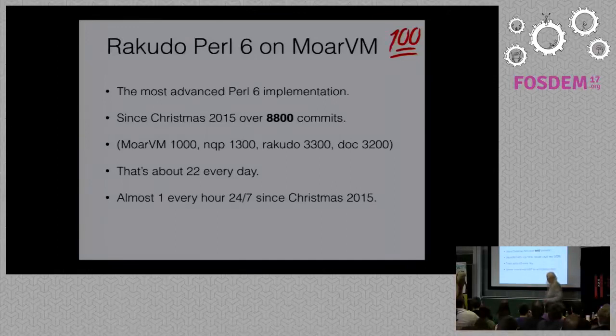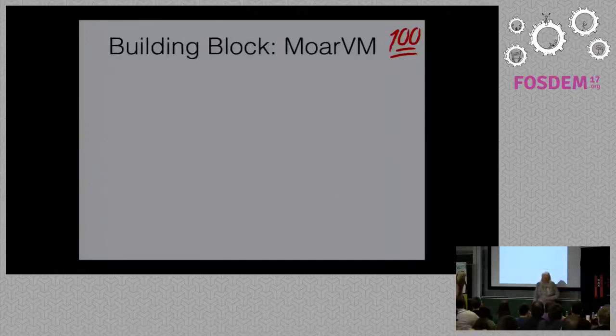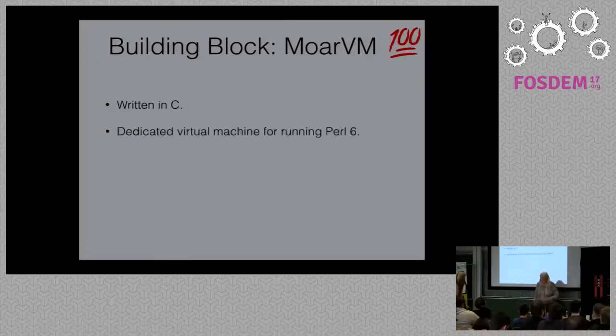So Rakudo Perl 6 basically depends on a number of building blocks. The biggest one, or the one at the bottom at the moment, is MoarVM. It's short for Metamodel On A Runtime, or as it originally was also called, the Mother Of All Runtimes, but okay. It's a dedicated virtual machine for running Perl 6. So although Parrot, the original virtual machine for Perl 6, was more intended to be a generic virtual machine, MoarVM is dedicated to Perl 6.